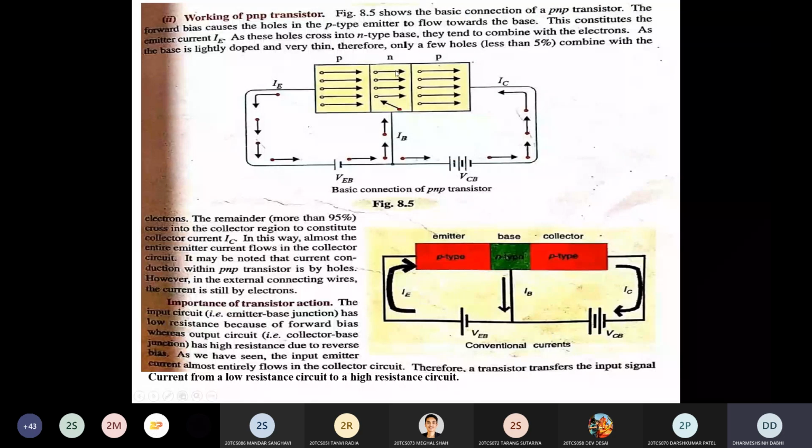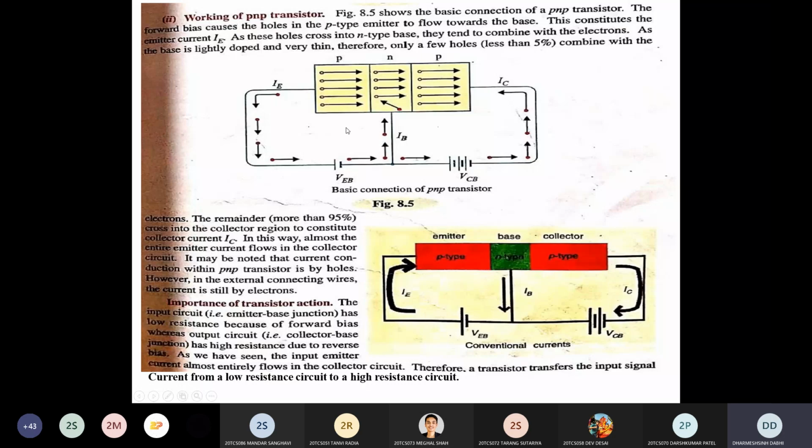But in between, the base is the N layer, which contains electrons. So some of the holes from the emitter combine with the electrons of the N layer, which is again less than 5%. So more than 95% of the holes are transferred from the emitter P terminal to the collector P terminal. You can see that this direction shows the direction of holes.